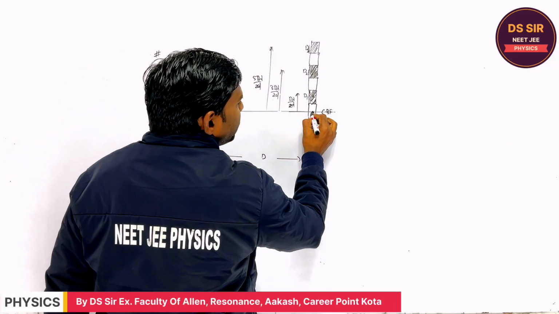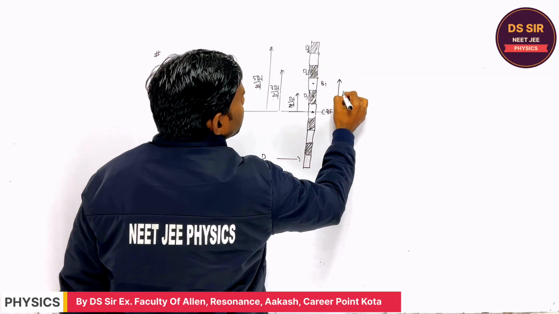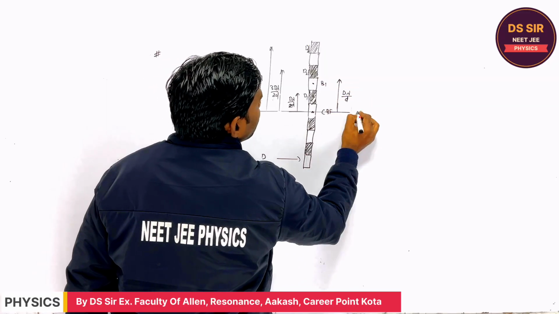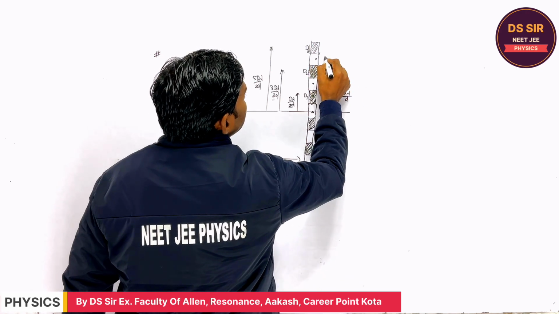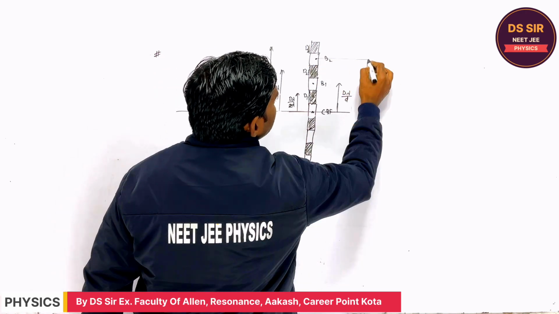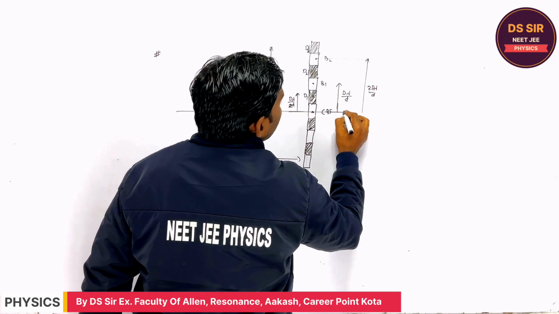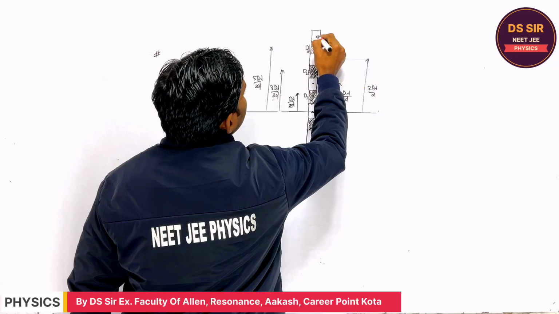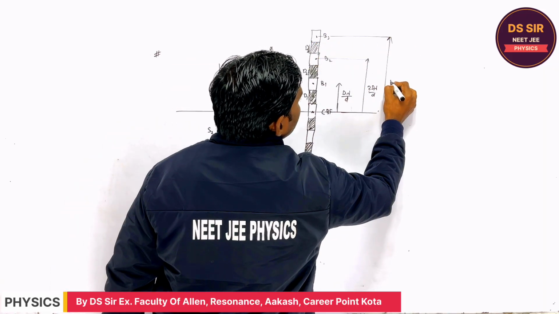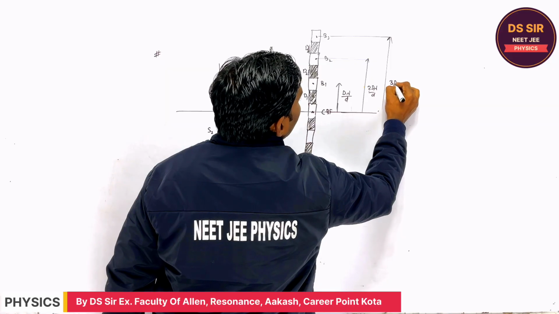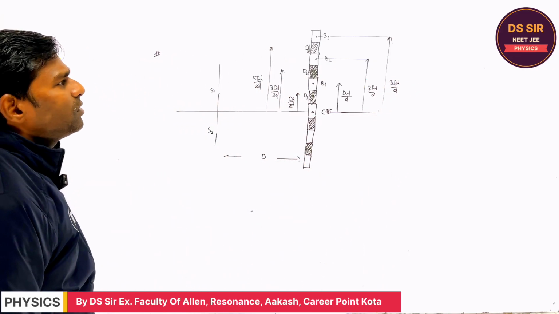This is the central bright fringe present over here. Suppose this is the b1. What is the distance? D lambda over d, if you remember. If you consider this is the b2, what is the distance? 2D lambda over d, right? And if you consider this is the b3, what is this distance? This is 3D lambda over d, right? Are you getting or not?